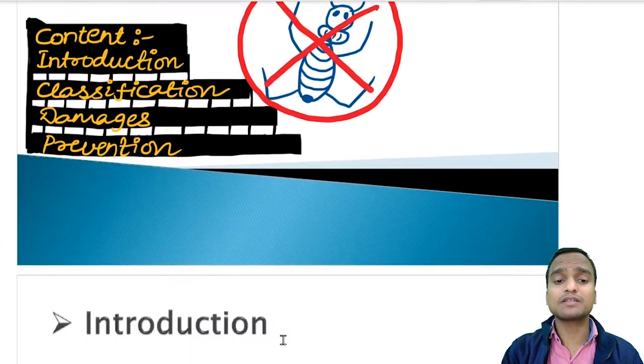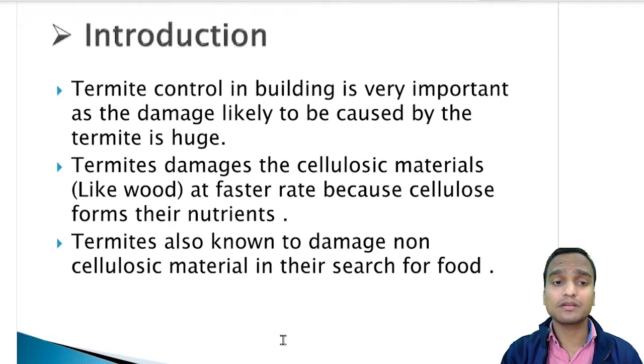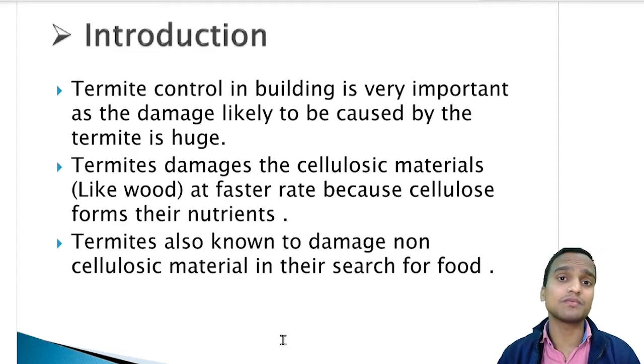We have discussed that termite control in buildings is very important because the damage likely to be caused by termites is huge, and we have discussed that per year almost 6 to 8 billion worth of money is spent because of these termites. All right, so termites not only cause damage but also start eating up the wood.